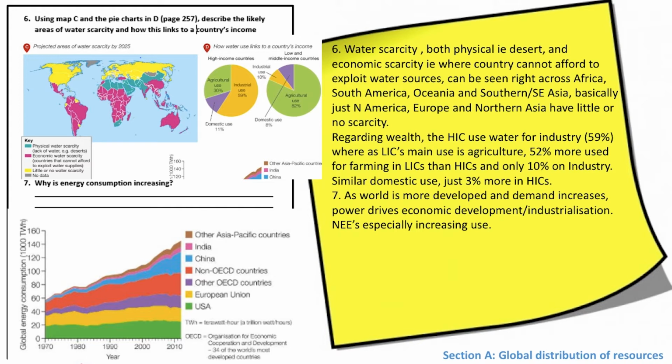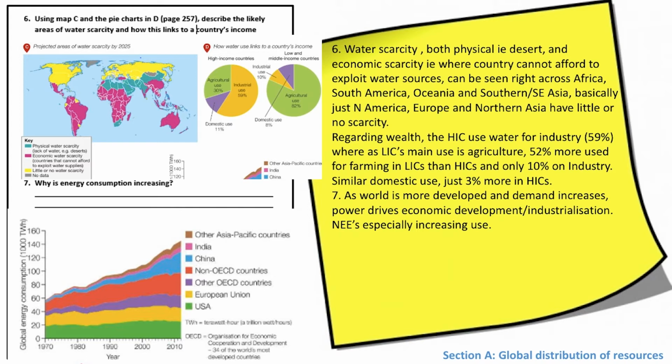On the left hand side you can see global energy consumption in 1,000 terawatts per hour, and then you can see down the bottom the words OECD. So OECD on the graph are coloured in purple, and they are Organisation for Economic Cooperation and Development. Basically, they're 34 of the world's most developed countries grouped together.